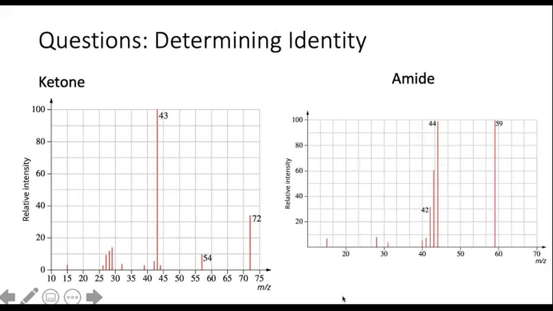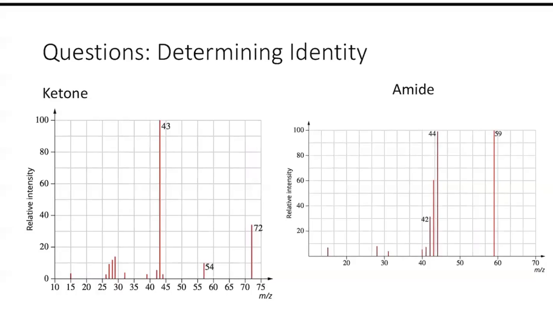Okay, so let's take a look at this one as well. Essentially here, I've told you this is a ketone and that this is an amide. What I'd like you to determine is how many carbons are in each of these two. So we want to determine what kind of ketone this would be, knowing that the molar mass is 72, and that for the amide, the molar mass is 59.